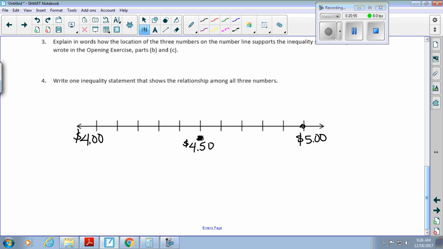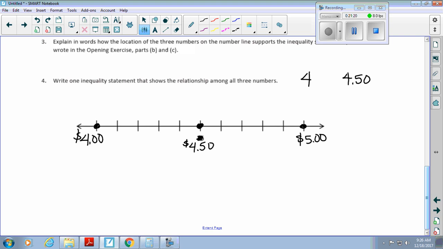So let's plot our points there right at the intersections of these lines. So now we are going to write an inequality statement that involves these three numbers. So if you're the number monster, you're going to line them up in order. Let's line them up least to greatest first. What's our lowest number? Everybody? $4. What's our next number?